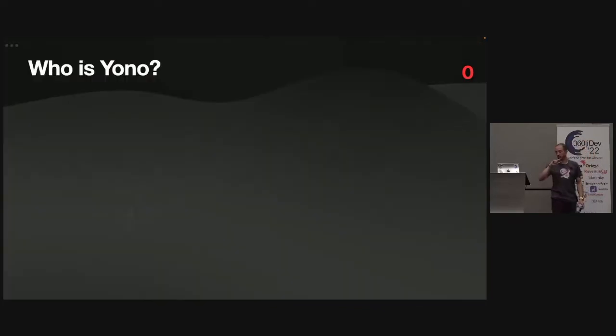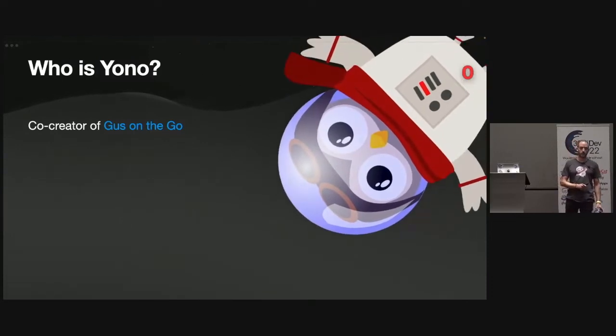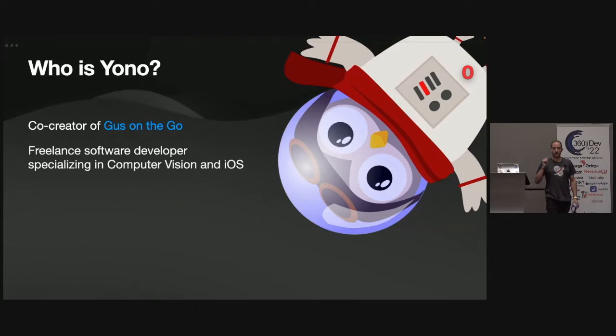Okay, well, so who am I? Along with Alice Zhao, I'm the co-creator of Gus on the Go, that cute little guy right there. I am a freelance software developer specializing in computer vision and iOS. I know what you're thinking right now. An um detector doesn't sound like anything to do with computer vision. It's too late, you're stuck in this room now.